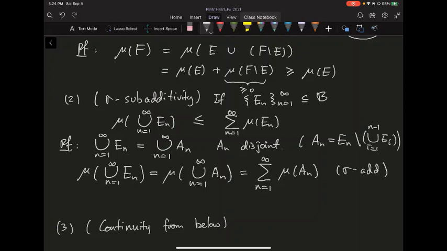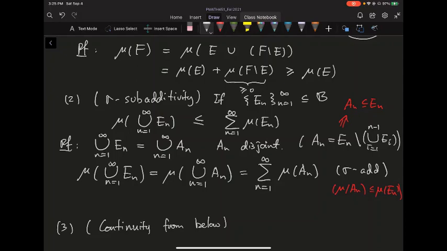All right, so now each of these mu of A_n is a subset of E_n because it's E_n take away something. So here, that will imply A_n is a subset of E_n. And because A_n is a subset of E_n, by the monotonicity, we know that the measure of this A_n is bounded above by this E_n. So each of these mu of A_n will be bounded above by mu of E_n. Okay, so we just proved this property.